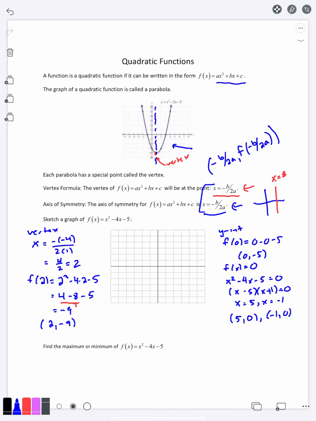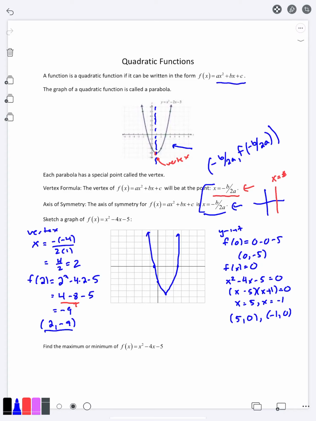So I'm going to count each hash mark as 2 right now. So there's negative 1, 0. And then 5, 0 would be somewhere out here. I did this because of the vertex being 2, negative 9. So 2, negative 9, somewhere around there. And then 0, negative 5 is going to be somewhere around here. And then we know that bottom one's the vertex. So we connect it, and there's our parabola. So again, you want to find your vertex, y-intercept, x-intercepts, and then connect them to draw your parabola. That is the way that we're going to be doing these things.